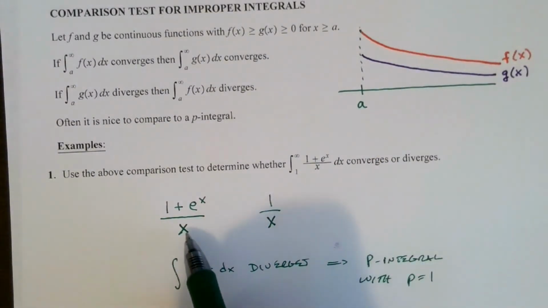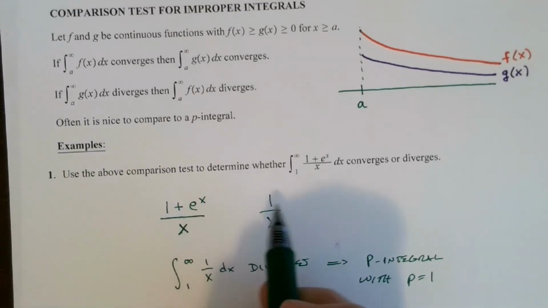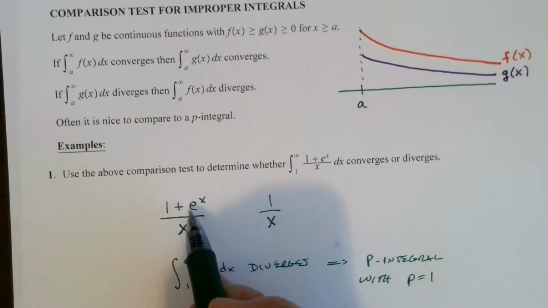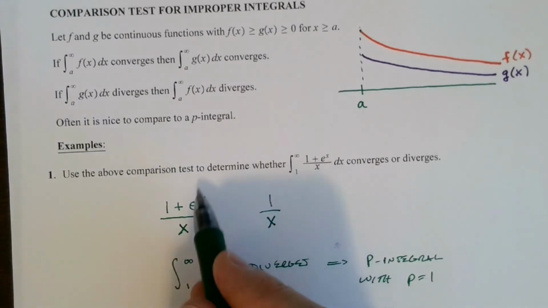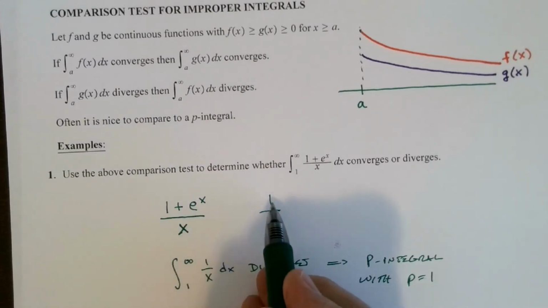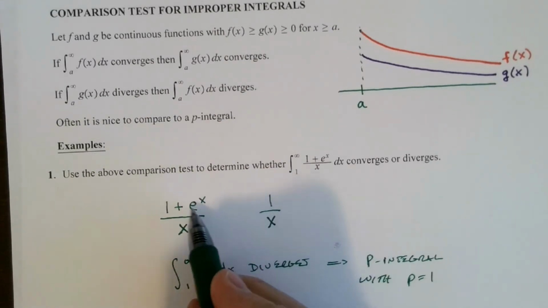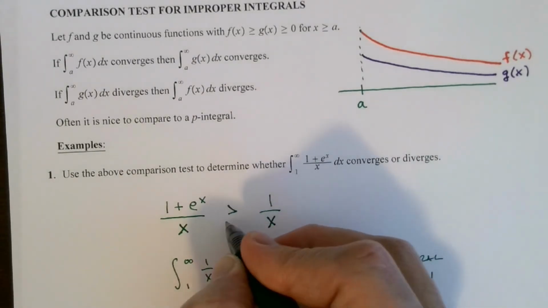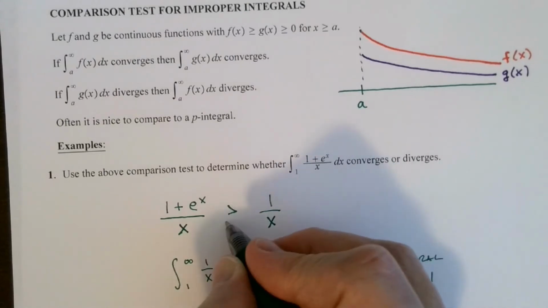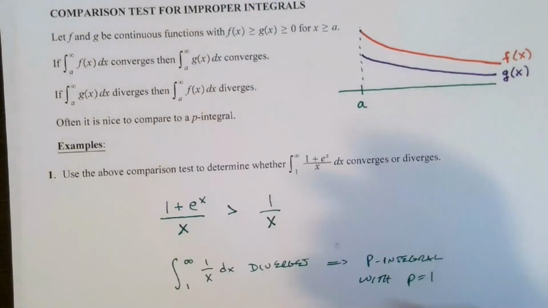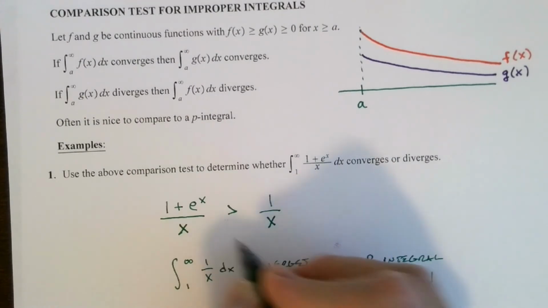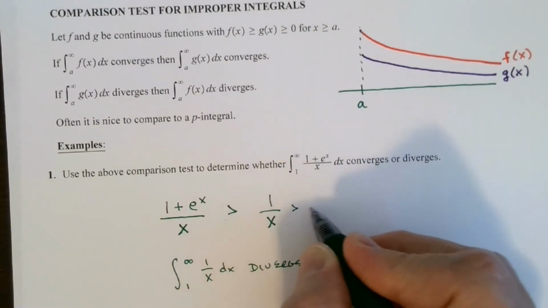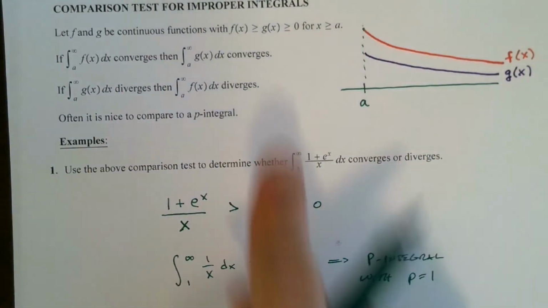And I think it's pretty clear, since the denominators are the same, look at the numerators: 1 here, 1 plus e to the x. For any value of x, e to the x is positive. So 1 plus e to the x is always bigger than 1, because e to the x is always greater than 0. So the numerator here is always bigger than this one, which gives me this inequality. It really only needs greater than or equal to, but this is actually strictly greater than. And then of course this is greater than 0. And so we have that connection.